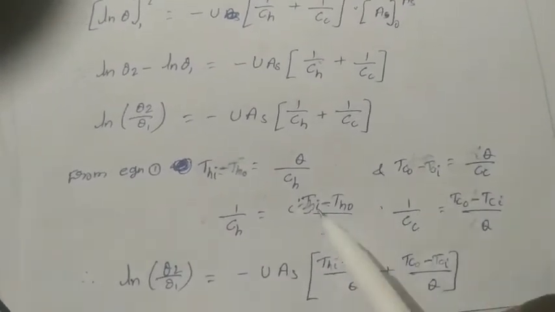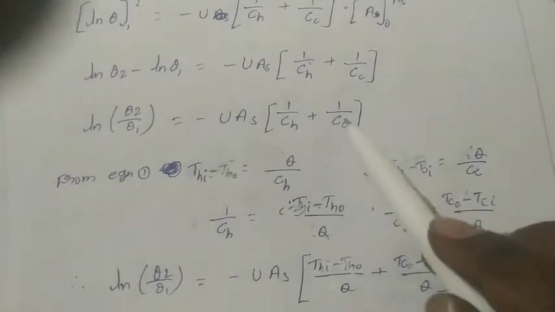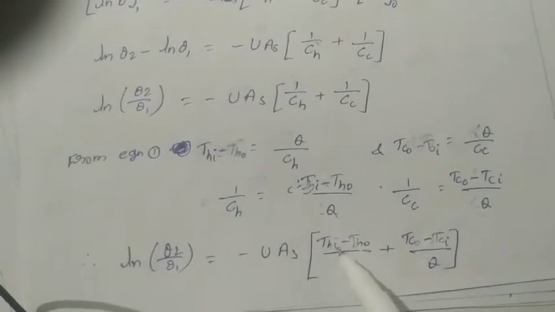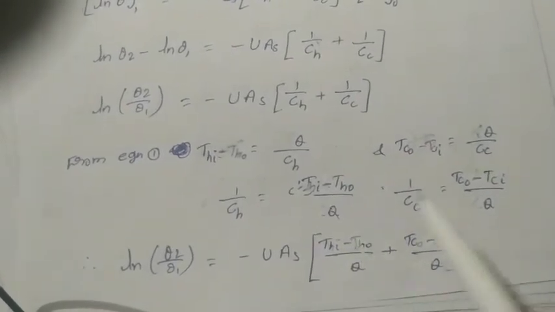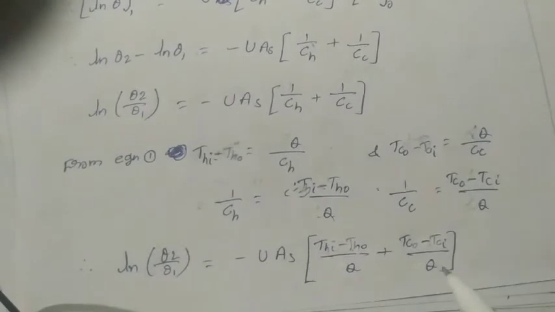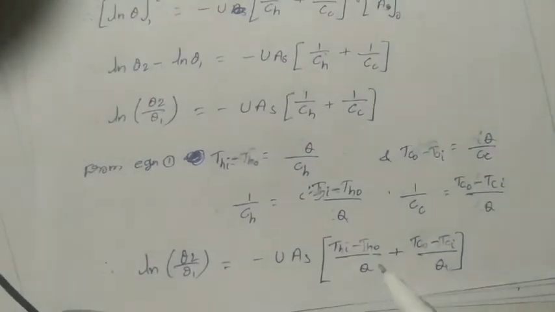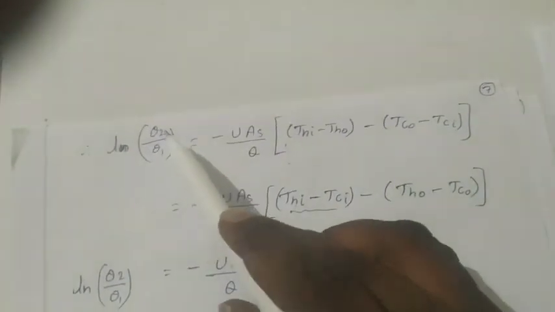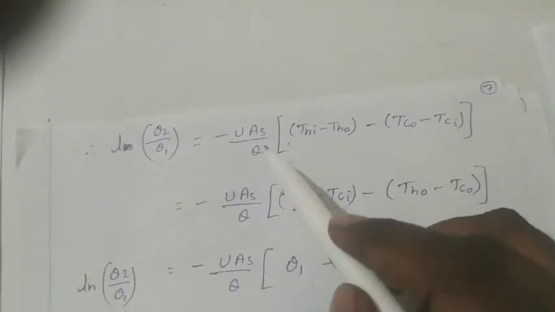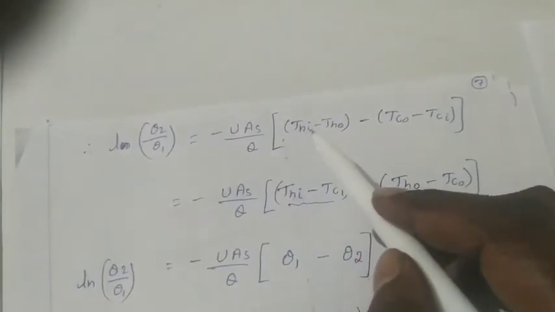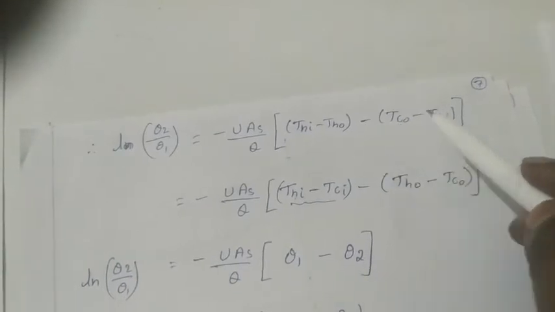Now substitute the values of 1 by Ch and 1 by Cc into this equation. We get ln of theta 2 divided by theta 1 is equal to minus U AS into Thi minus Th naught divided by Q plus Tc naught minus Tci divided by Q. Q is common, so take it out. Then ln of theta 2 divided by theta 1 is equal to minus U AS by Q into, grouping within that, Thi minus Th naught plus Tc naught minus Tci.